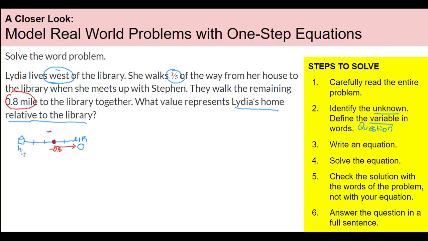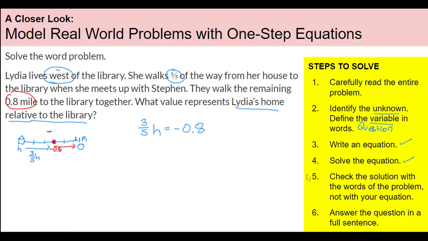So she walked 3/5 from her house to the library. We need to know what her house is. So I'm going to write H instead of X. She walked 3/5 of the length of her house, so she walked 3/5 from here to there. That's 3/5 H. She walked 3/5, so that takes her to negative 0.8 miles. Okay, we've written our equation.